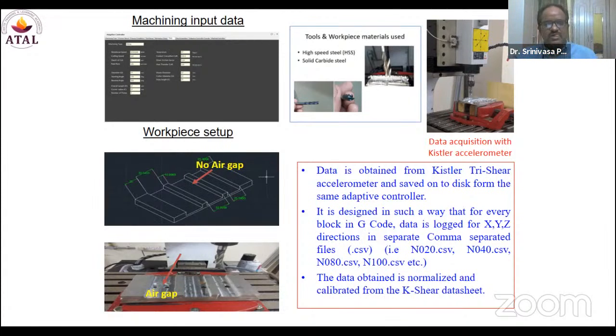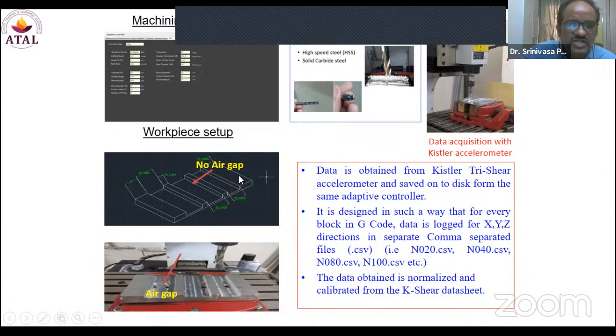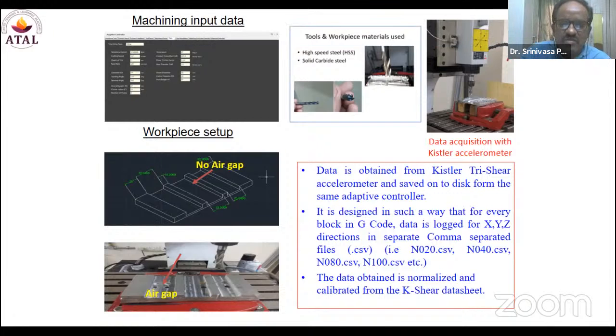I'll give you one more example. All of you, please observe the middle figure, no air gap. When there is no air gap, you need to continue with the machining at the required feed rate because you need to remove the material. There is a requirement to remove the material. You should not change the feed rate. If you change the feed rate, it automatically stops removing material from the start.